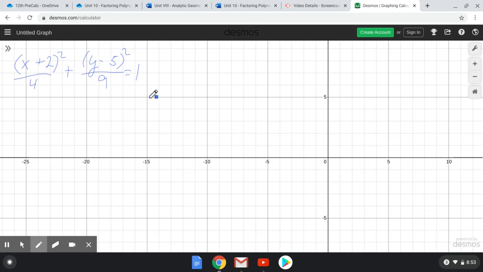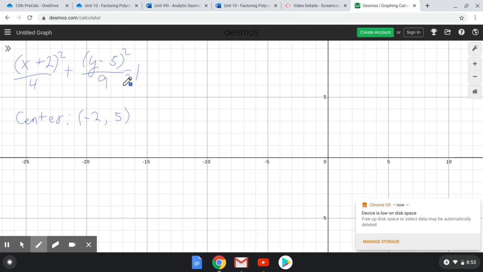So first thing that we want to notice, we want to find our center. That's going to be the negative of the thing with the x and the negative of the thing with the y. So -2, +5, right? That's going to be our center. And then the next thing we want to notice is that the bigger number is under the y. So the y direction is going to be our major axis direction. That's just something we need to bear in mind.